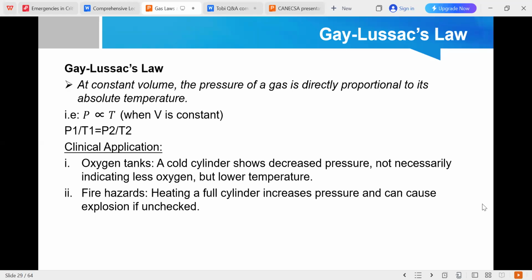All right. Clinical implications, especially fire hazard. If you heat a full cylinder, the pressure of the gas increases, and this can cause gas explosion, whether in the storage or in the OR. The same thing, a cold cylinder will show decreased pressure, not necessarily because you have less volume, but because of the lower temperature.